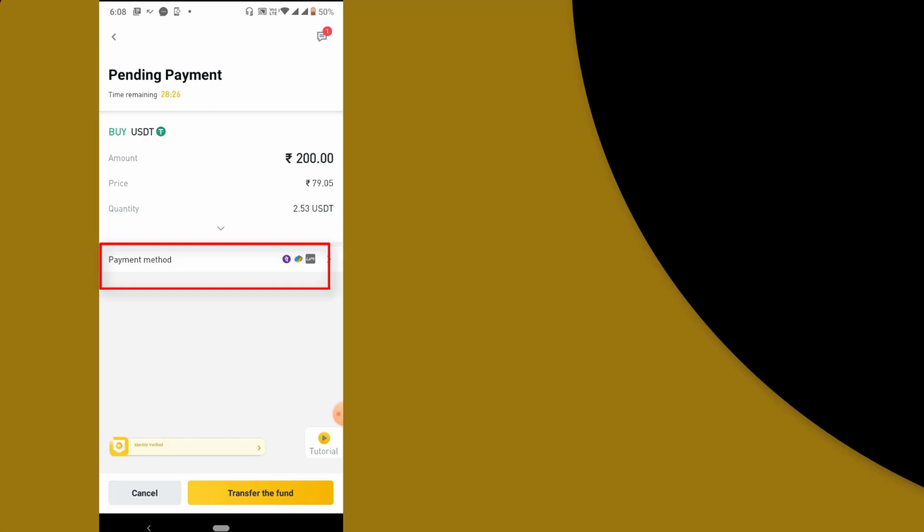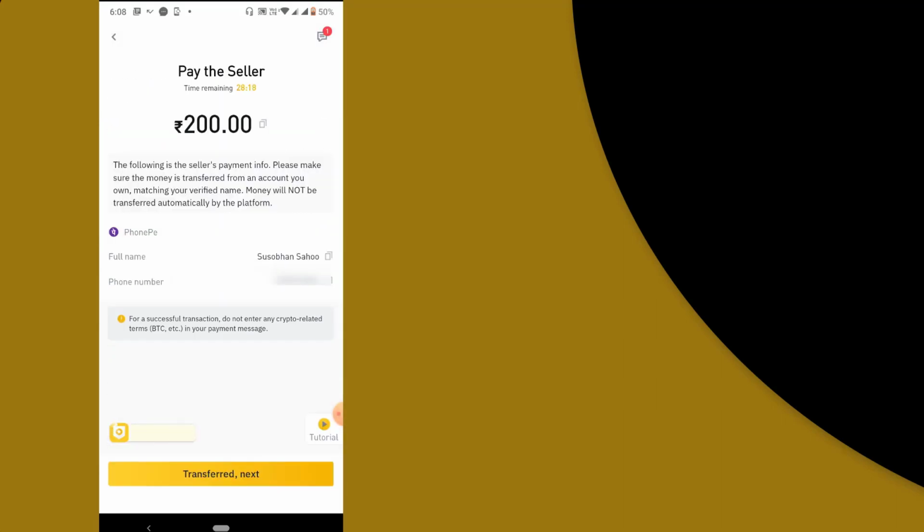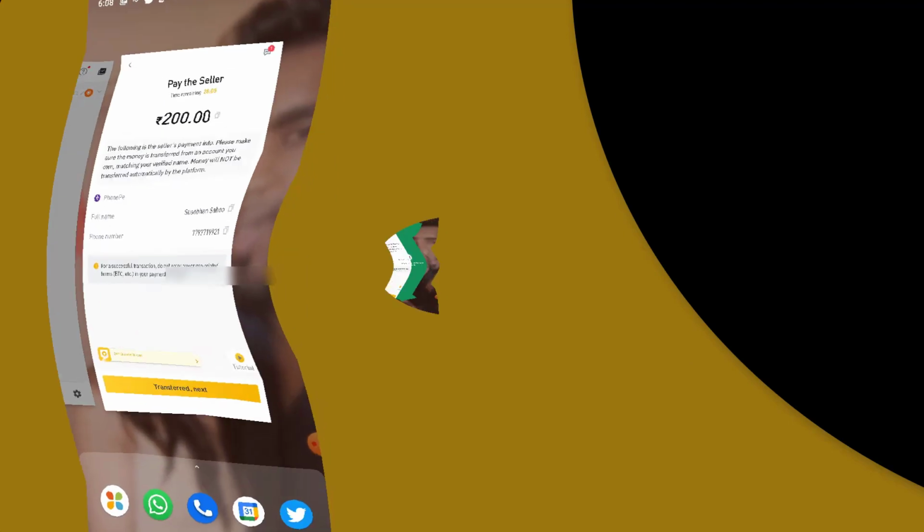To get the information, we have to tap on payment method, click on this arrow mark, and click on PhonePe, and here his phone number is there, so I'm going to copy that. So I just copied it successfully. Now I'm going back to PhonePe to send him the money. After I come back, I have to click on transfer next, so I'm going to do that right away.